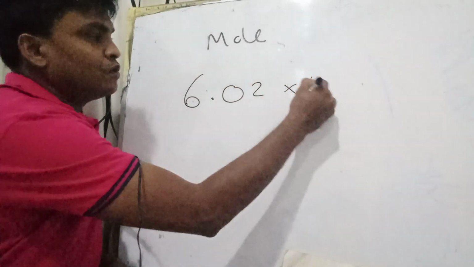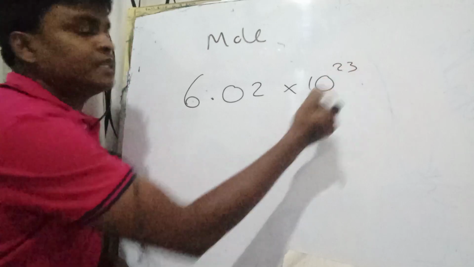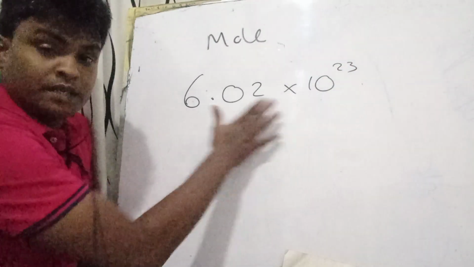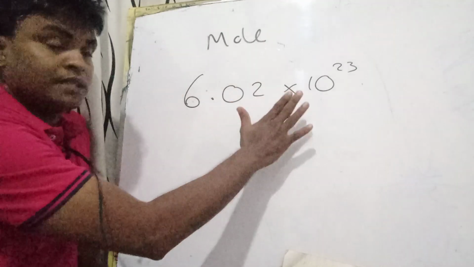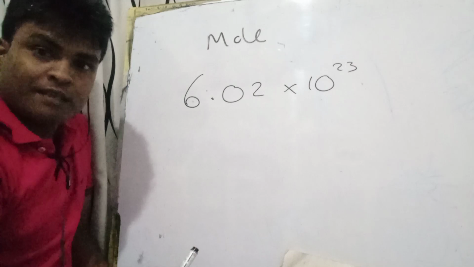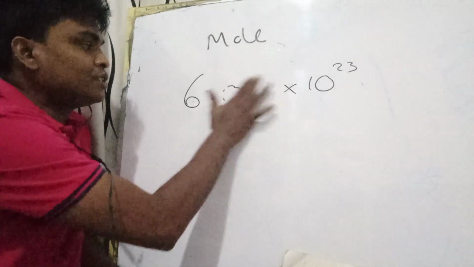6.02 into 10 to the power 23 number of particles. If I have this much of babies, I have 1 mole of babies. This much of electrons, 1 mole of electrons, right? For our convenience, I will erase these 2 decimals.